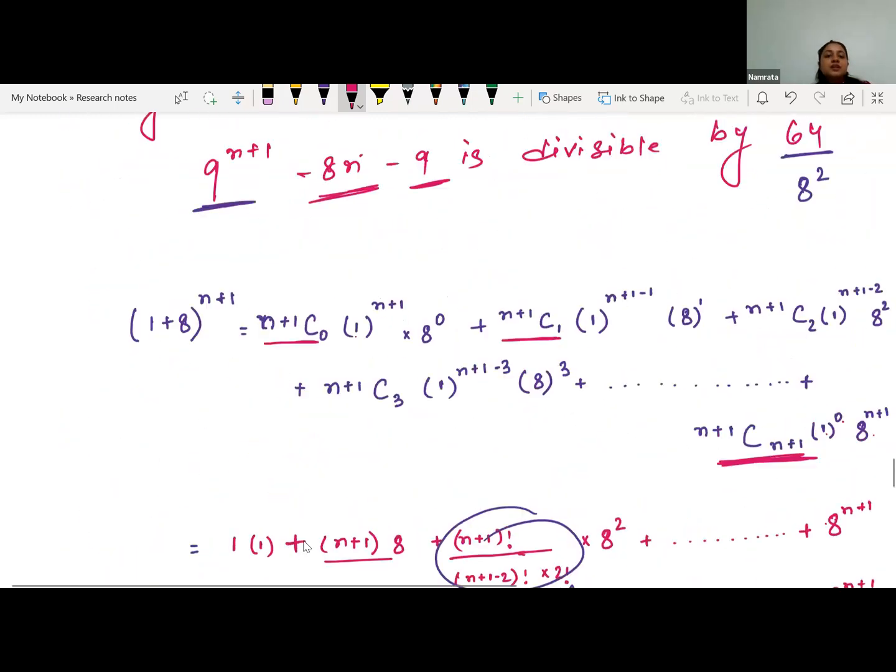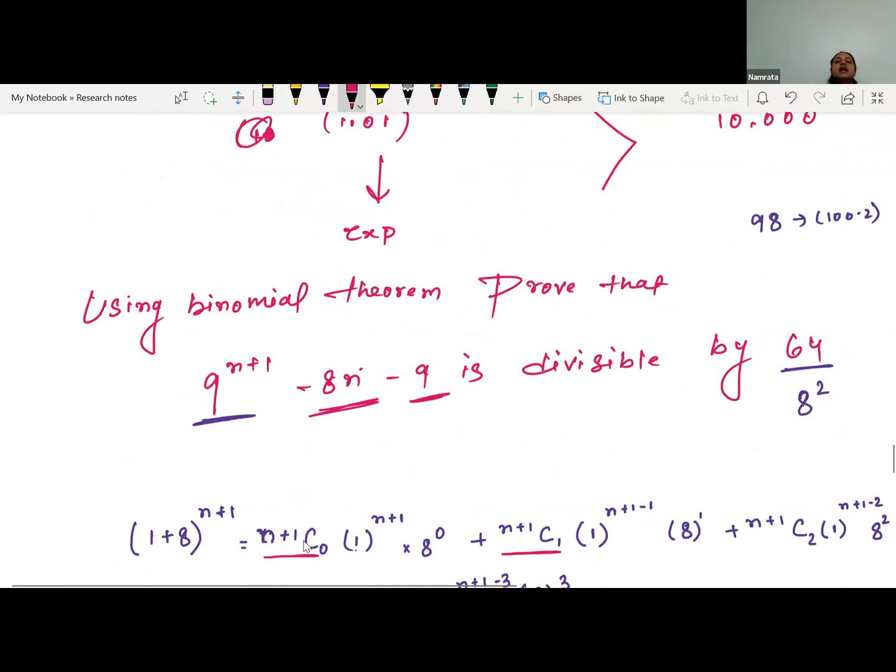Let's summarize what we did. Here the question was to prove that 9 to the power n plus 1 minus 8n minus 9 is divisible by 64. We realize 9 to the power n plus 1 can be written as 1 plus 8 to the power n plus 1. Whenever you are breaking, Lina, always write the first term as a 1. You can also write 9 as 8 plus 1, but rather than taking 8 plus 1, please take it as 1 plus 8. Okay, ma'am.